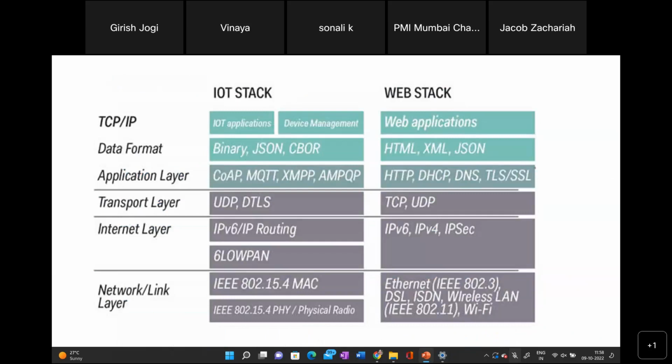Now if you compare the IoT stack with the web stack, where are the differences? You can see that at the network or link layer, the internet layer, the transport layer, and the application layer, the protocols are different. Basically, at the application layer, many good protocols are coming into the picture to replace HTTP, which is the basic protocol in web development or the web stack.